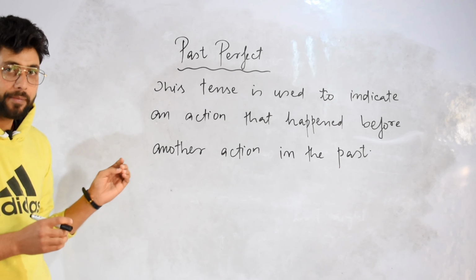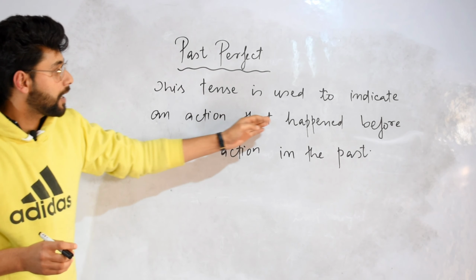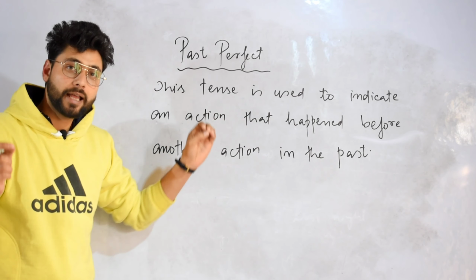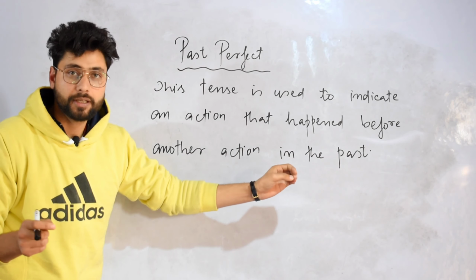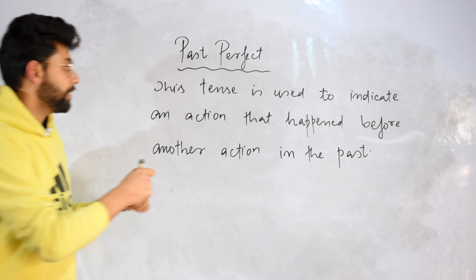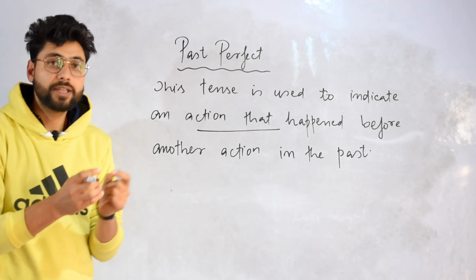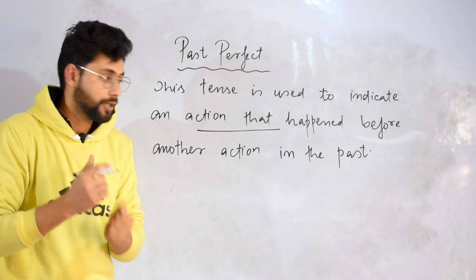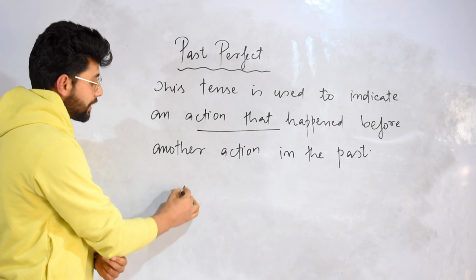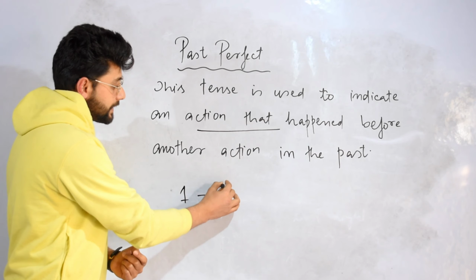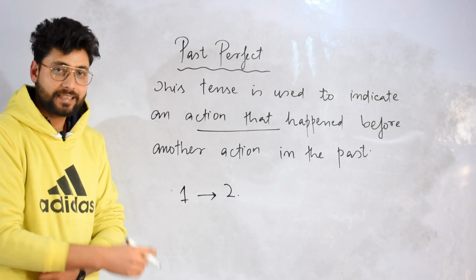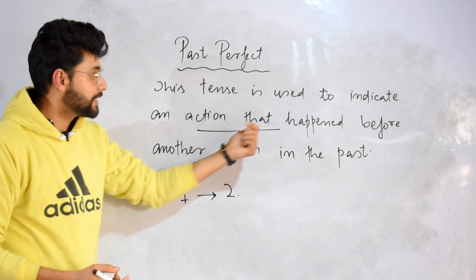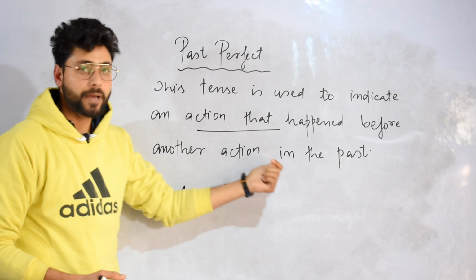Here, what is happening? One action has already happened, and then another action has started. But we are talking about the first action. The first action ended before the next action started. So, one action has ended before the second action started. This is the concept. This tense is used to indicate an action that happened before another action in the past.